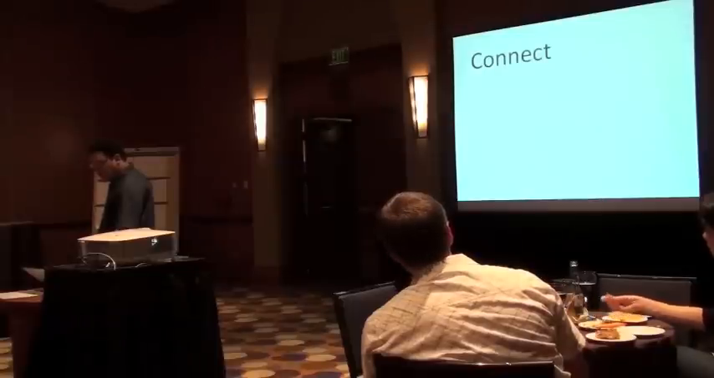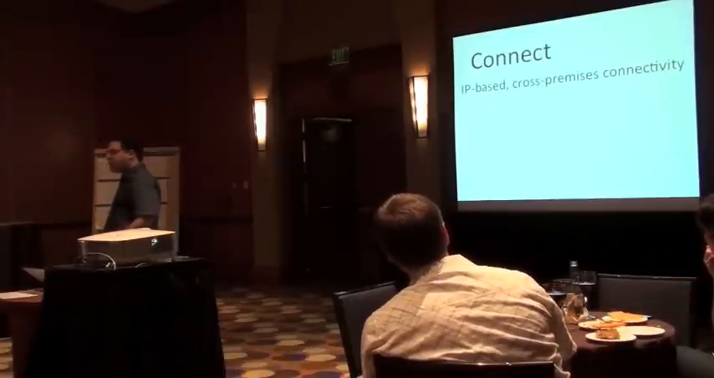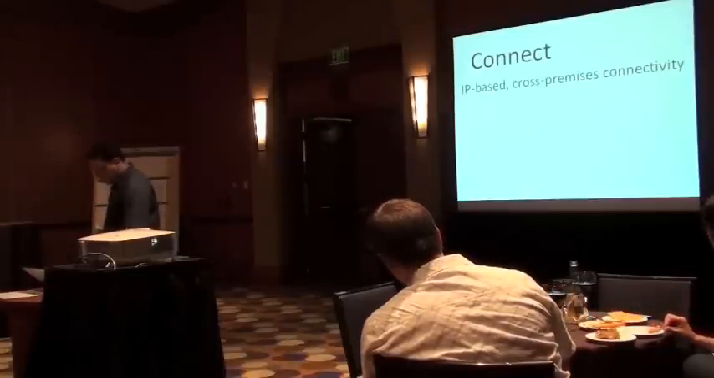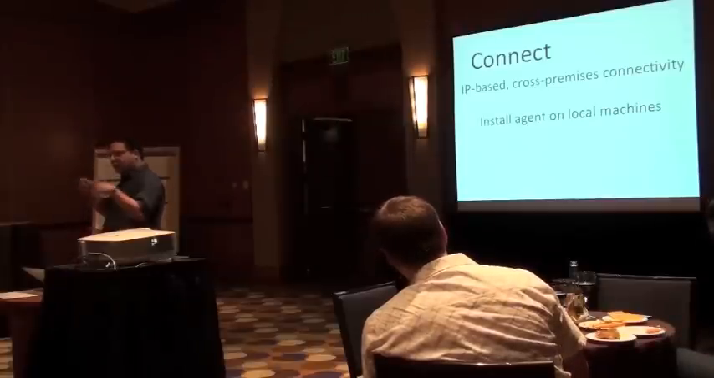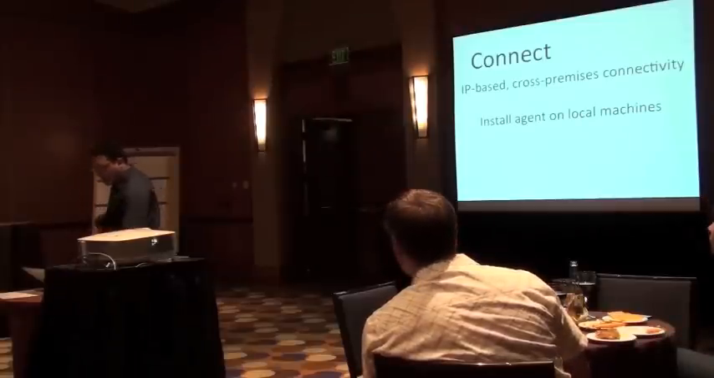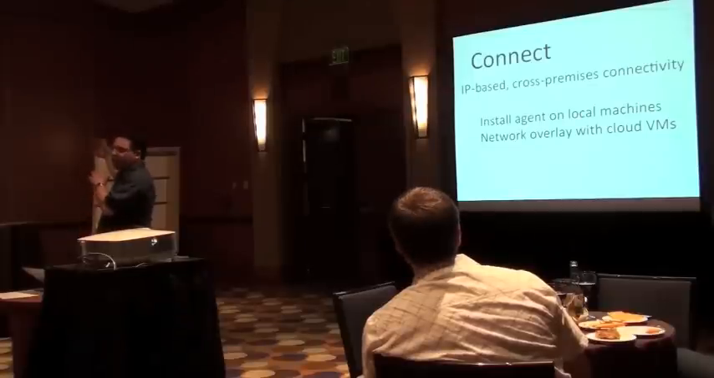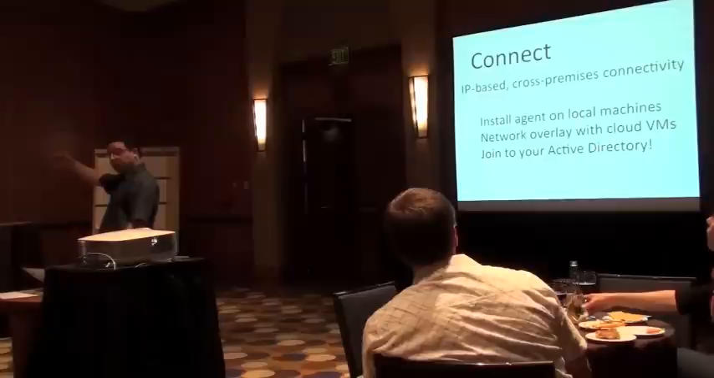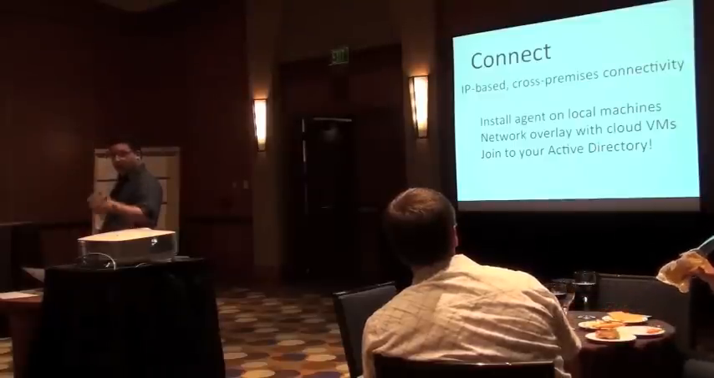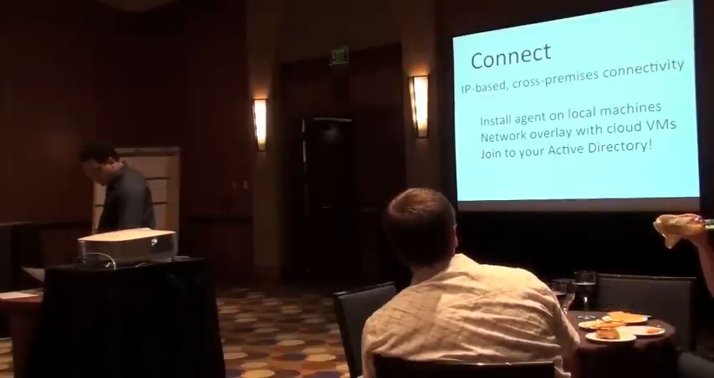We have this awesome thing called Connect. It's IP-based cross-premises connectivity. What that means is that you run a little agent on your local machines at your data center, and they magically, through the power of IPv6 and IPsec, connect up to the same network that you have running in the cloud. Those machines can see each other. You can even join those VMs in the cloud to your Active Directory and use the same login process.